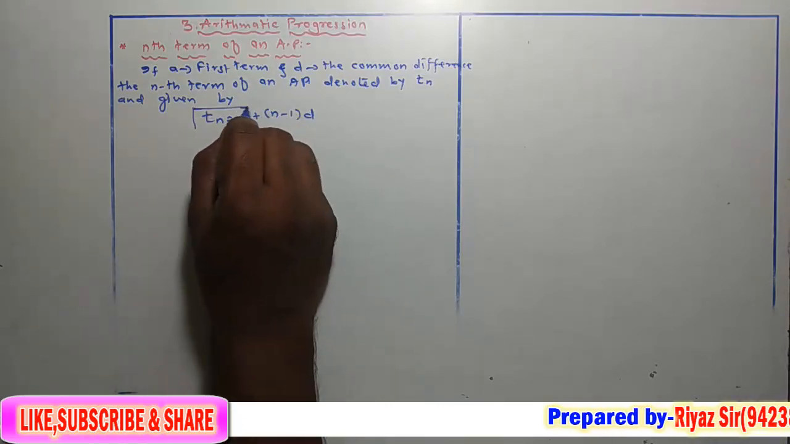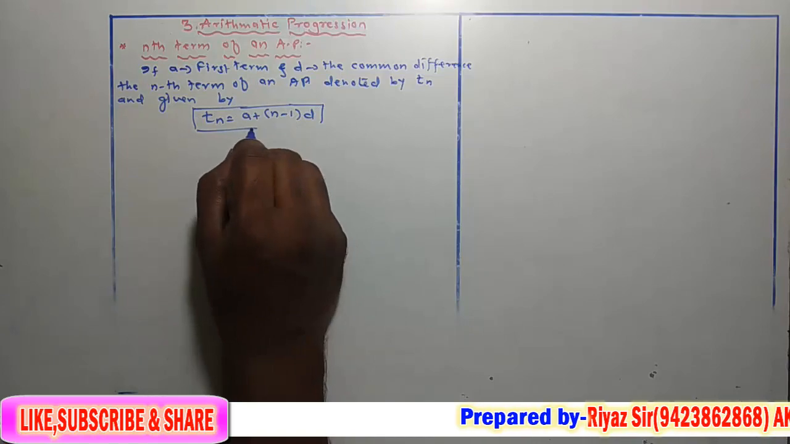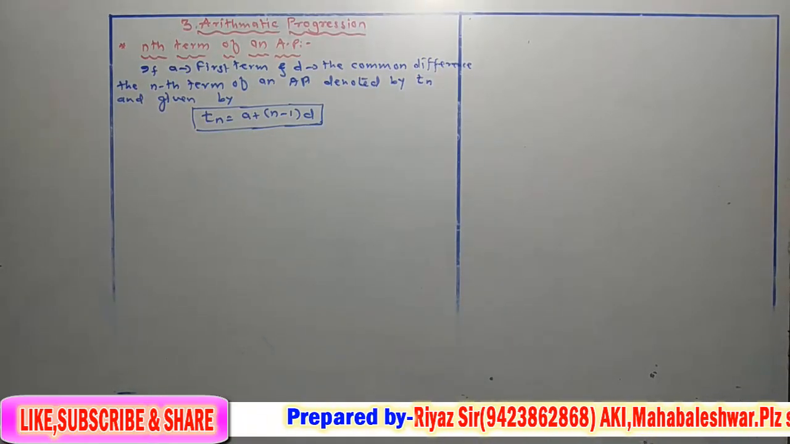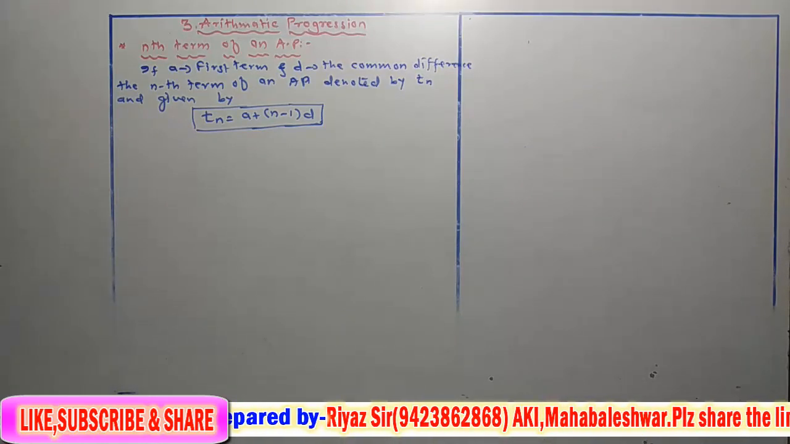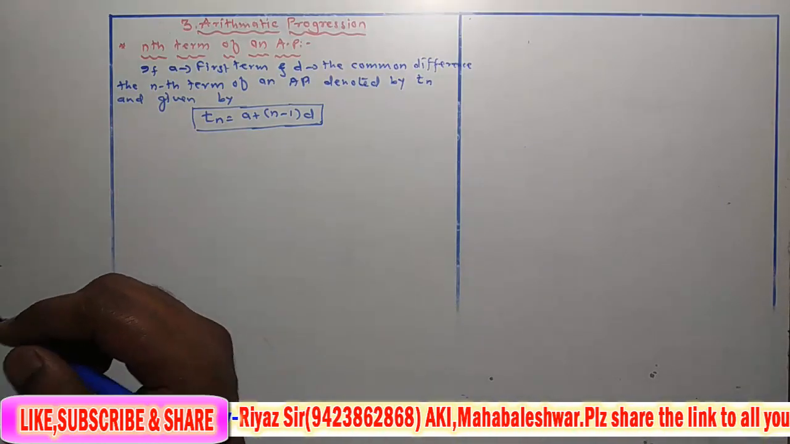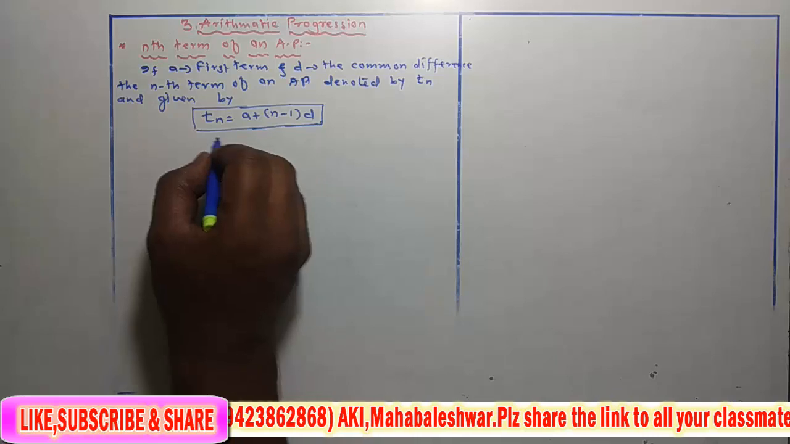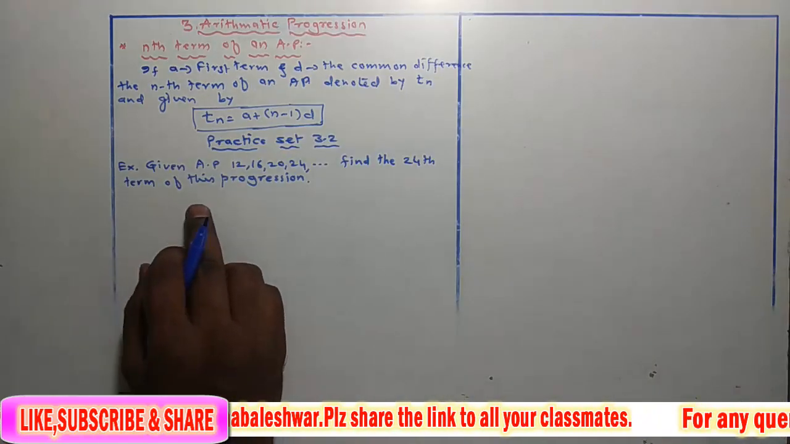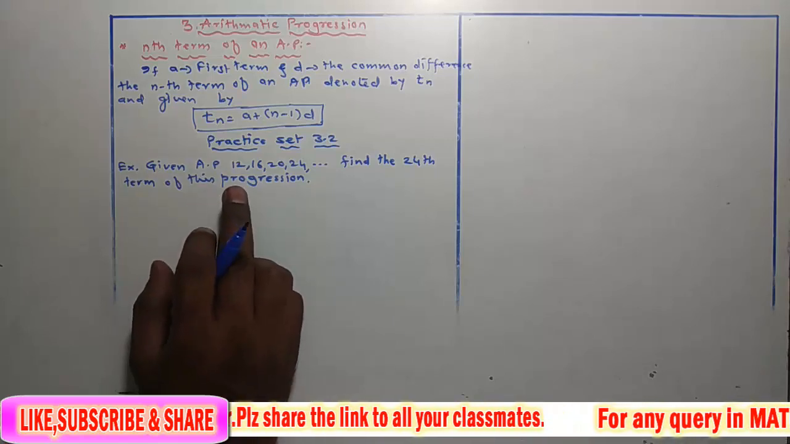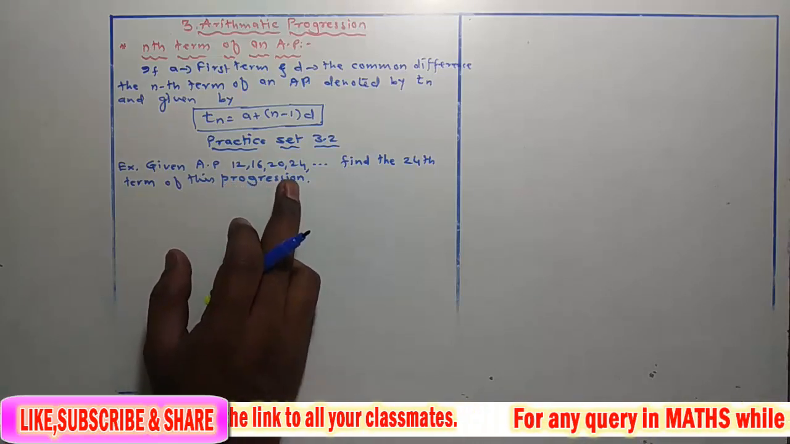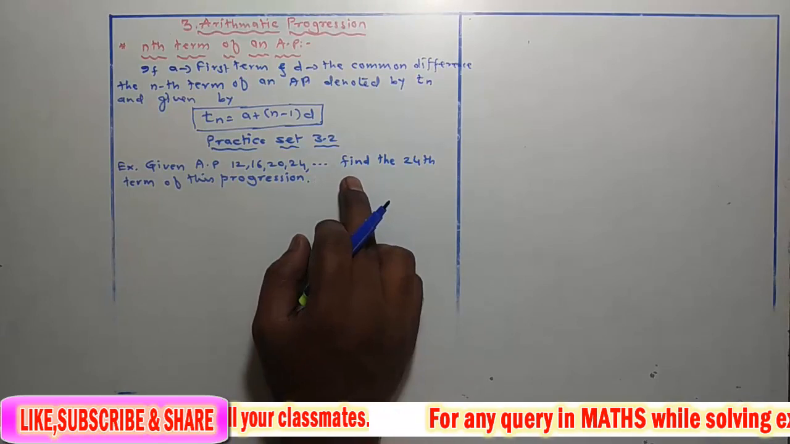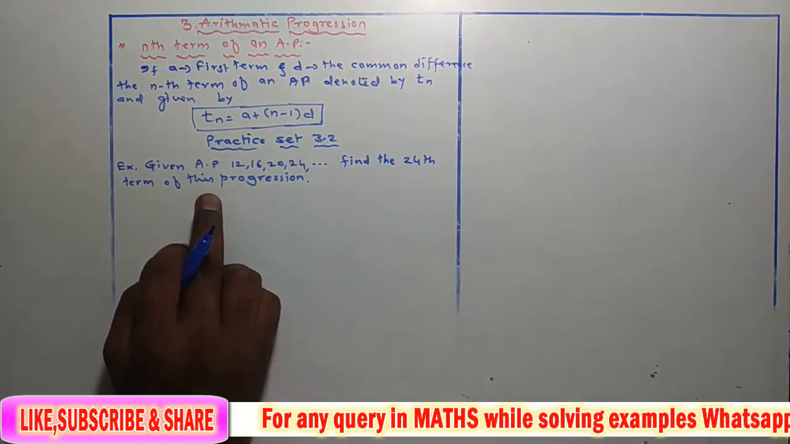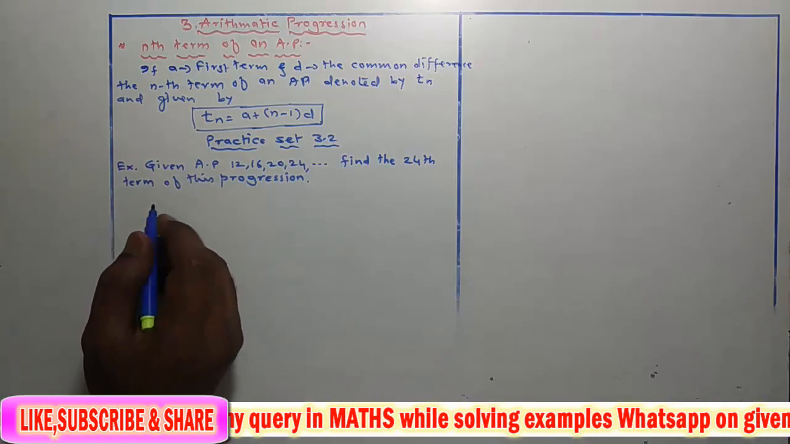Remember this formula. This is the formula to find the nth term. If you put n is equal to 10, then you will get the 10th term of that AP. We'll see some examples from practice set 3.2. From practice set 3.2, we have this example: given an AP 12, 16, 20, 24 and so on, find the 24th term of this progression.